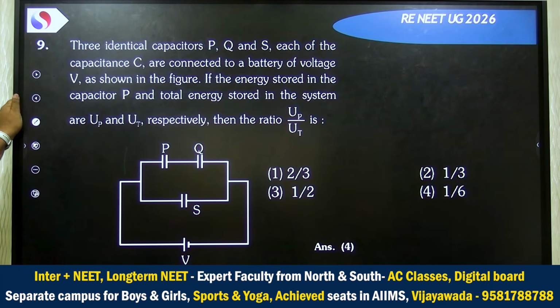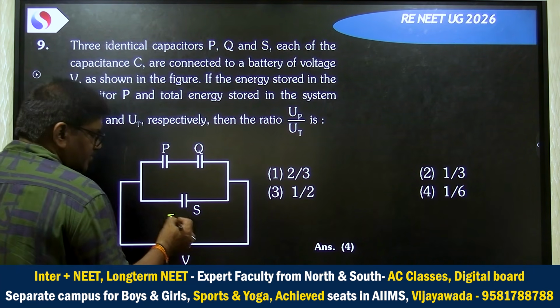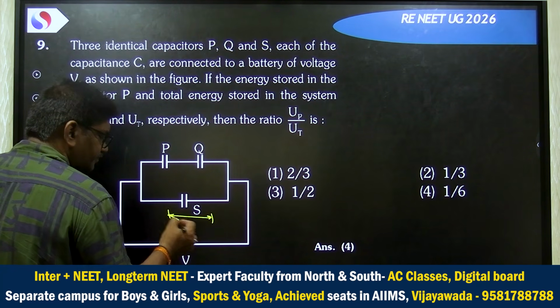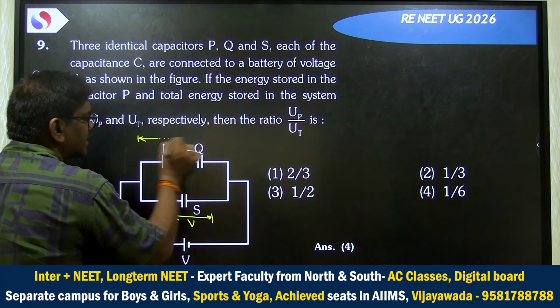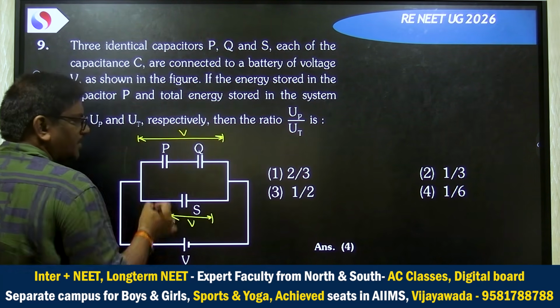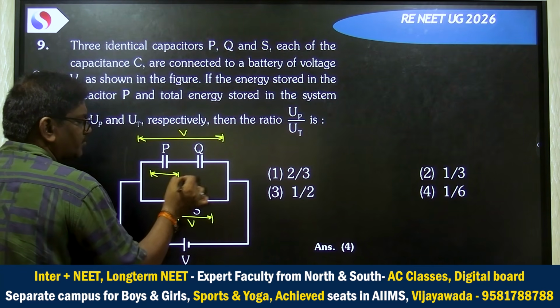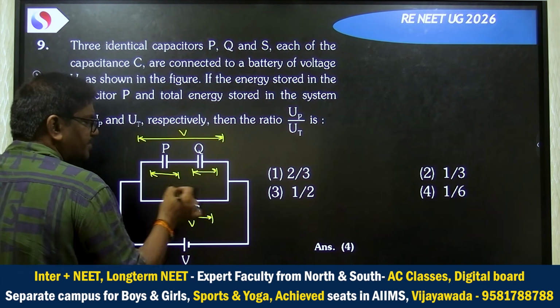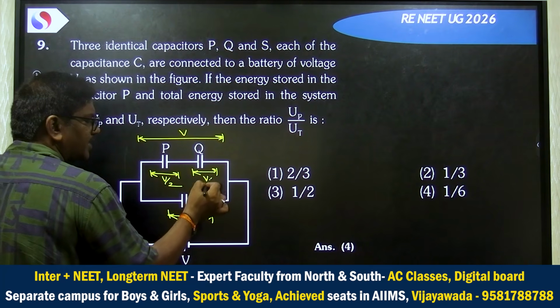Next question. Okay, three identical capacitors P, Q and S, each of capacitance C, are connected to a battery of voltage V. If the energy stored in P and the total energy of the system are UP and UT, find out. Now you know that in parallel the voltage is the same. So the voltage across this is V, and the voltage across this branch is also V, the total drop. That means the drop through each capacitor is V by 2 because they are ideal.